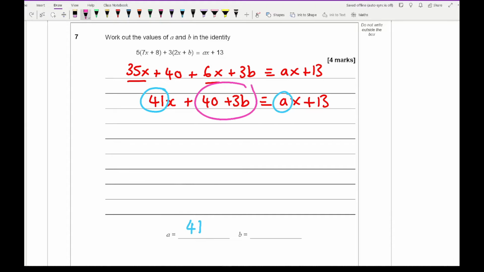and 40 plus 3b must equal 13. So I've got 3b plus 40 equals 13. So 3b equals 13 take away 40, which gives me an answer of minus 27. And so then b equals minus 9.